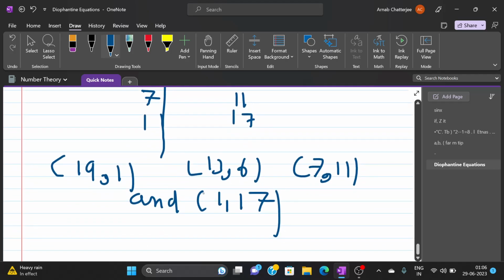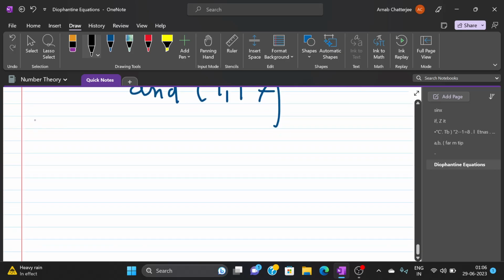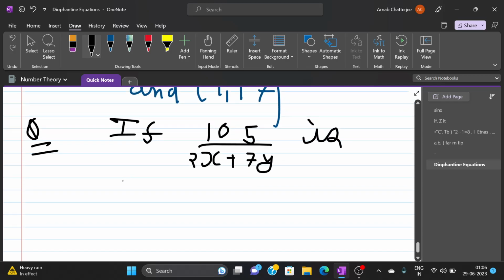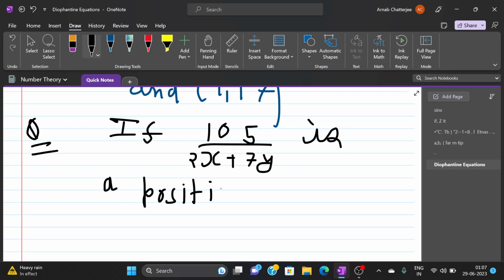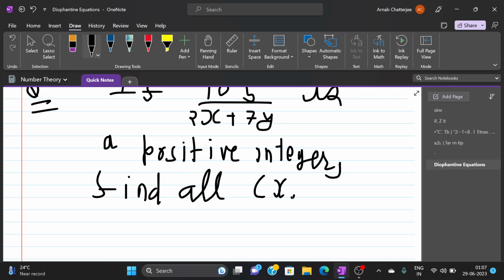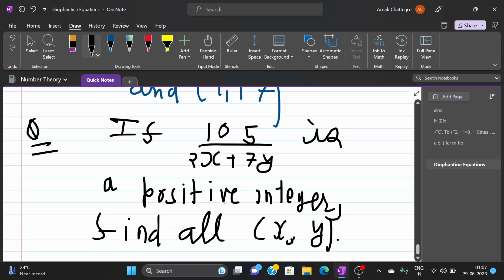Now the last problem of this type, and then we will move to the next type of question. So here comes a twist in this problem. The question says that if 105 upon (2x plus 7y) is a positive integer, find all x comma y.